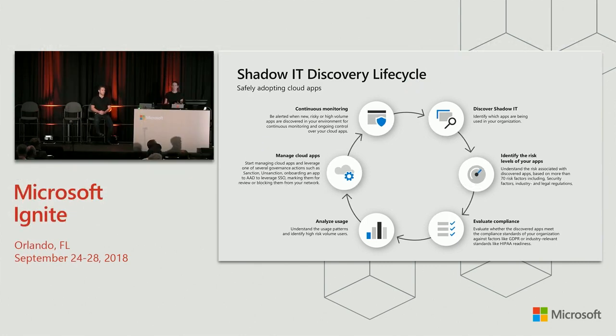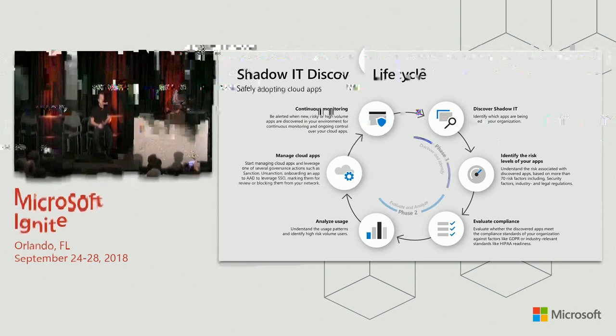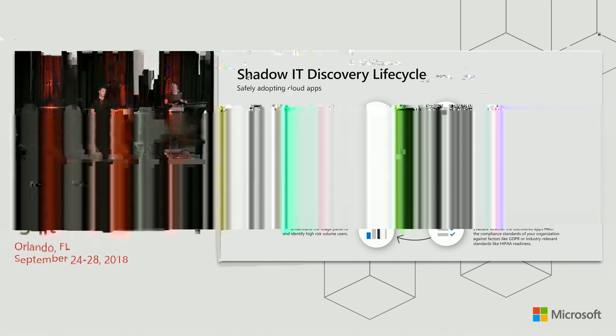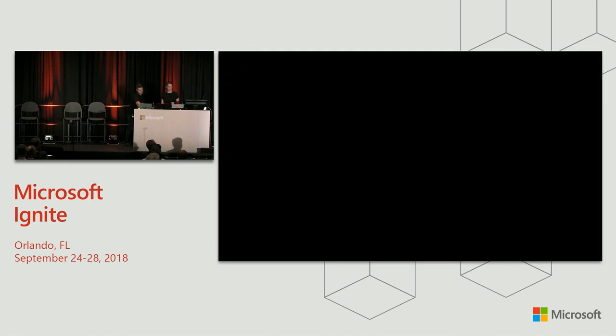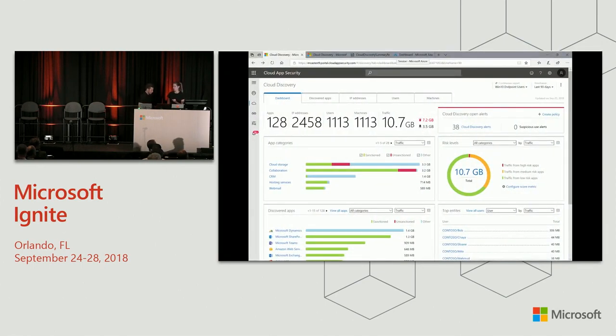And then lastly, the continuous monitoring, right? This is not a one-time process. Users are always going to find that new cloud app, that brand new shiny thing that they want to do, and that you need to continuously find and make sure that you bring that in the right way. So this is really a three-phase approach and a life cycle that you go through when we say discovery. And to give you a better idea of what that looks like, we're now going to move into a demo and show you what this looks like in the product.